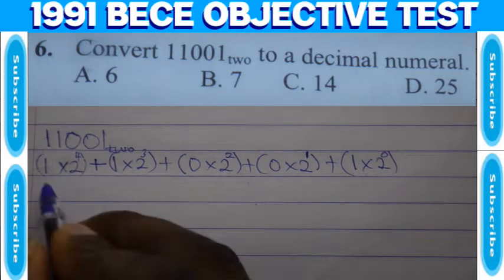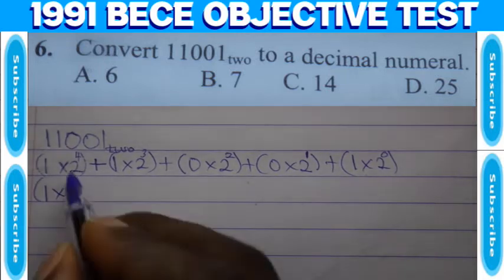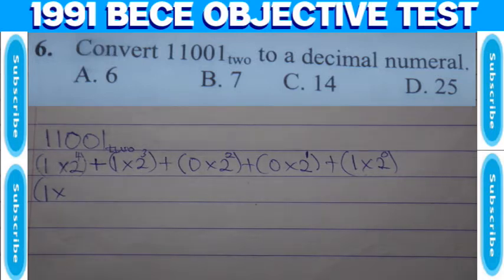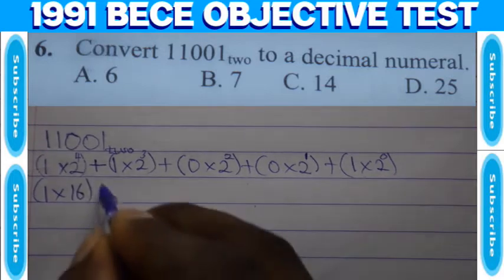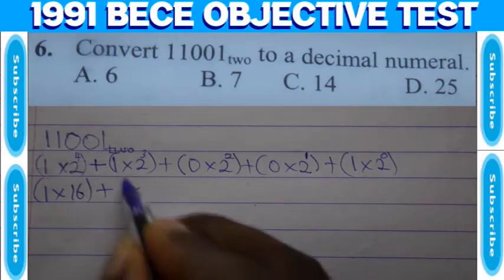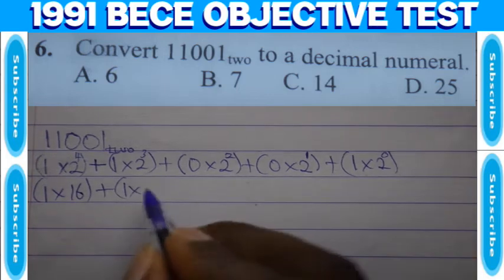So this is what we do. We have 1 multiplied by 2 exponent 4 gives us 16. That is 2 times 2 times 2 times 2, 2 multiplying itself 4 times. So that gives us 16 plus 1 multiplied by 2 exponent 3 gives us 8.